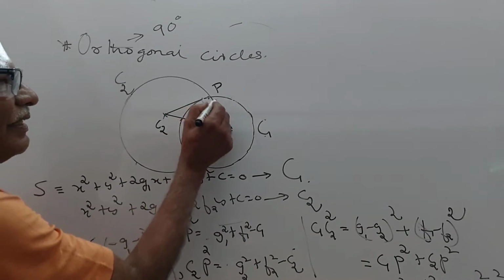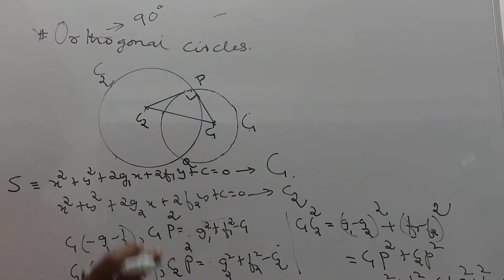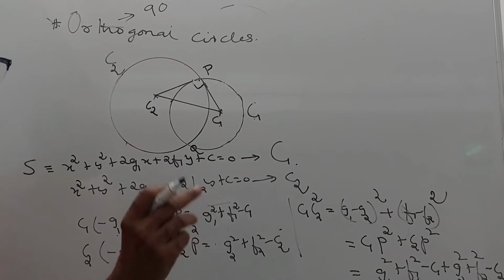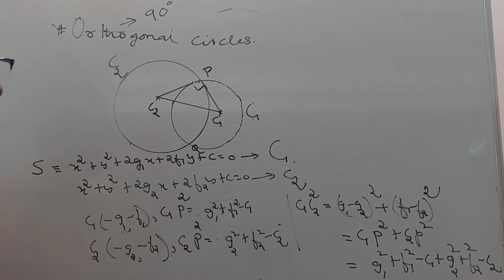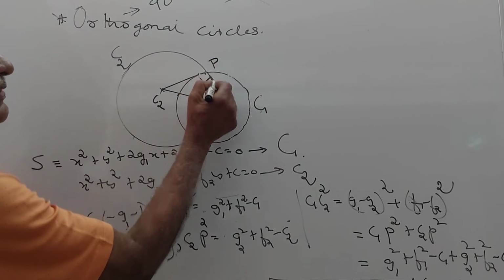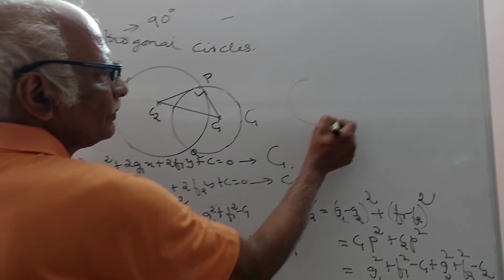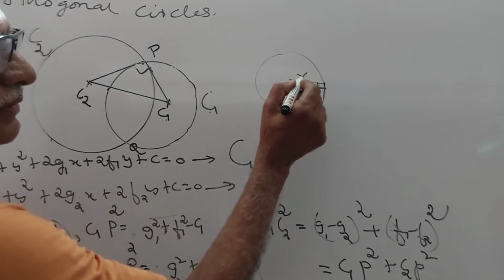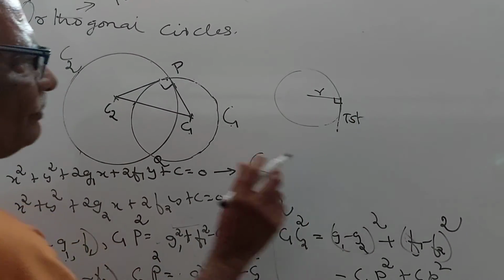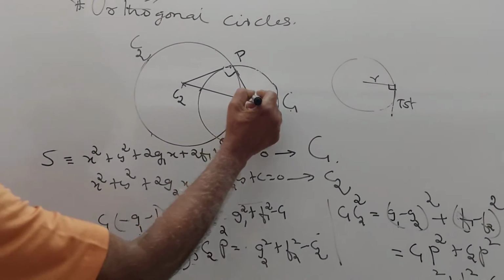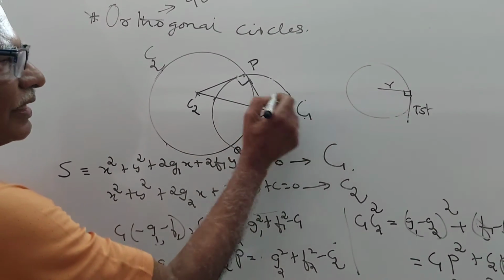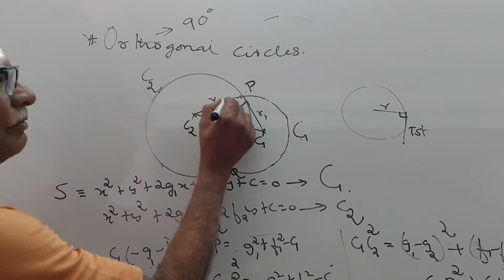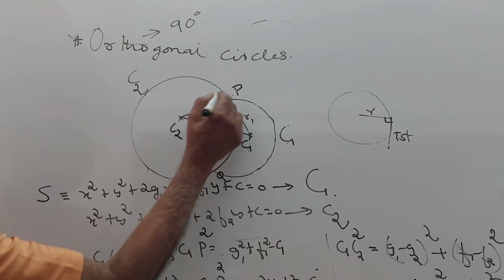So this angle is 90 degrees, meaning orthogonal. So the angle of intersection is 90 degrees, meaning the circles intersect at right angles. You know the radius and tangent in a circle. If this angle is 90, you see this is the radius, this is the tangent. So such a situation comes here. Now this is the radius of this circle C1, so it is R1, and the radius R2. The situation here is a right triangle.